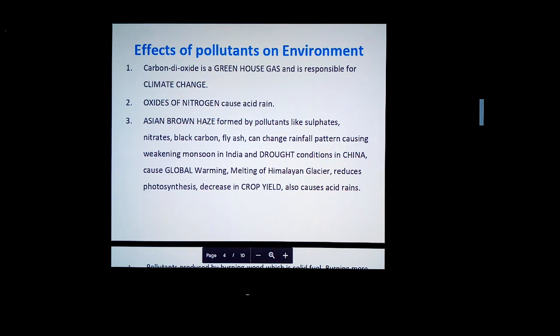Oxides of nitrogen cause acid rain. Asian brown haze, formed by pollutants like sulfates, nitrates, black carbon, and fly ash, can change rainfall pattern, causing weakening monsoon in India and drought condition in China. It causes global warming, melting of Himalayan glaciers, reduced photosynthesis, decrease in crop yield, and also causes acid rains.